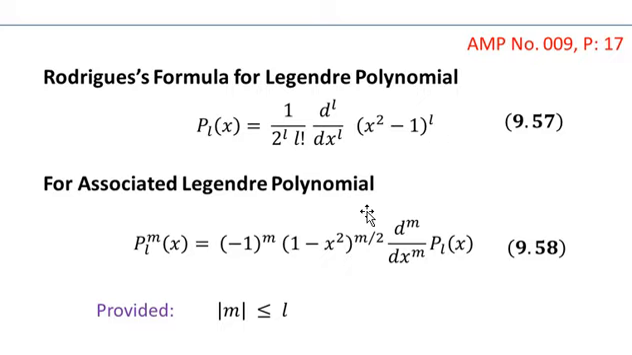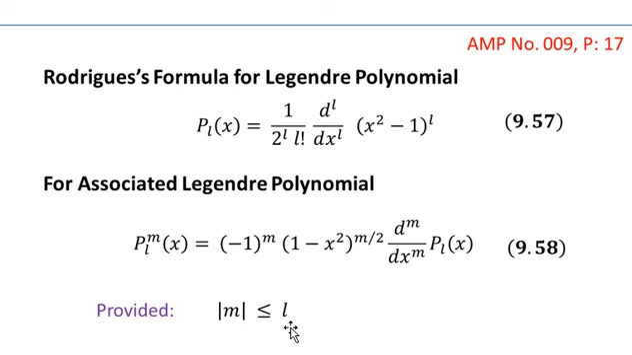Now for the associated Legendre polynomial, you have another relationship. You know that m is present in the associated Legendre polynomial. Now you have PLM as a function of x is equal to minus 1 raised to the power m, and then you have 1 minus x square raised to the power m by 2, and then you have the derivative raised to the power m, that is d^m over dx^m, operating on PL of x.